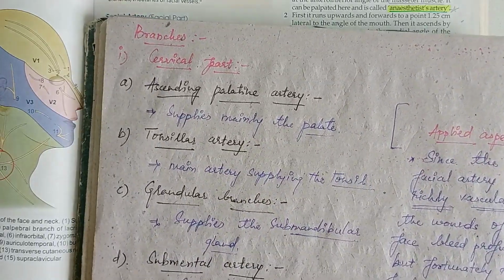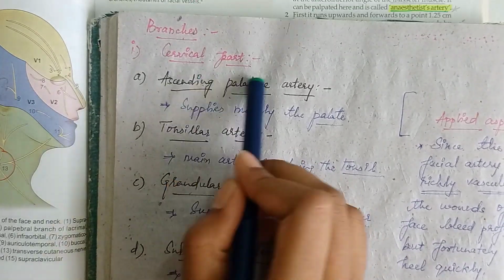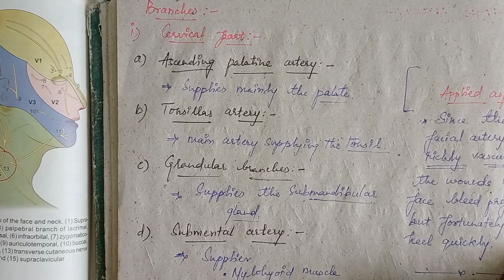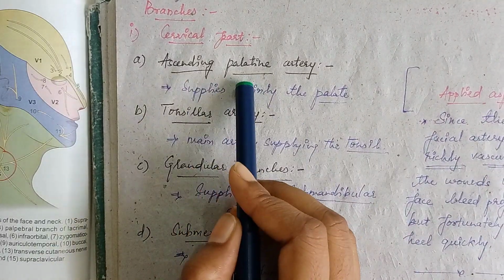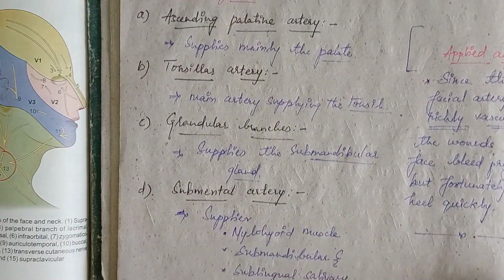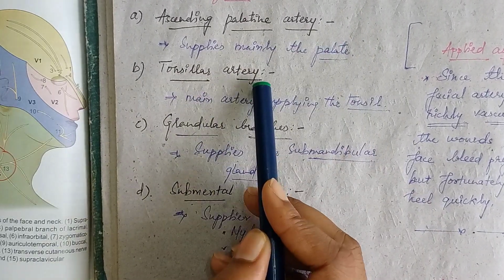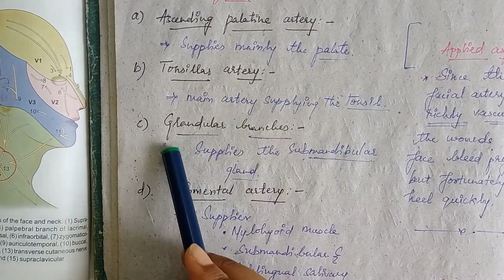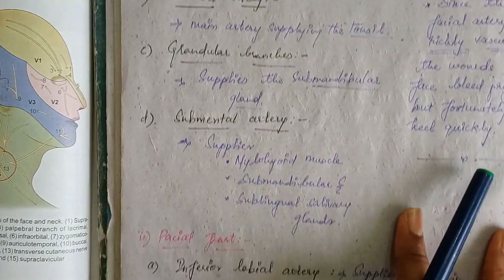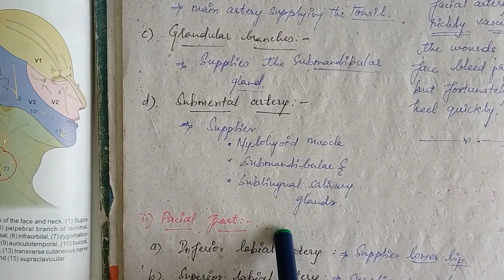So let us see about the branches. As we know, there is the cervical part and the facial part. The cervical part includes four divisions: ascending palatine artery, tonsillar artery, glandular branches, and submental artery. The ascending palatine artery supplies mainly the palate, the tonsillar artery supplies mainly the tonsils, and the glandular branches supply the submandibular gland. The submental artery supplies the mylohyoid muscle and the submandibular and sublingual salivary glands.